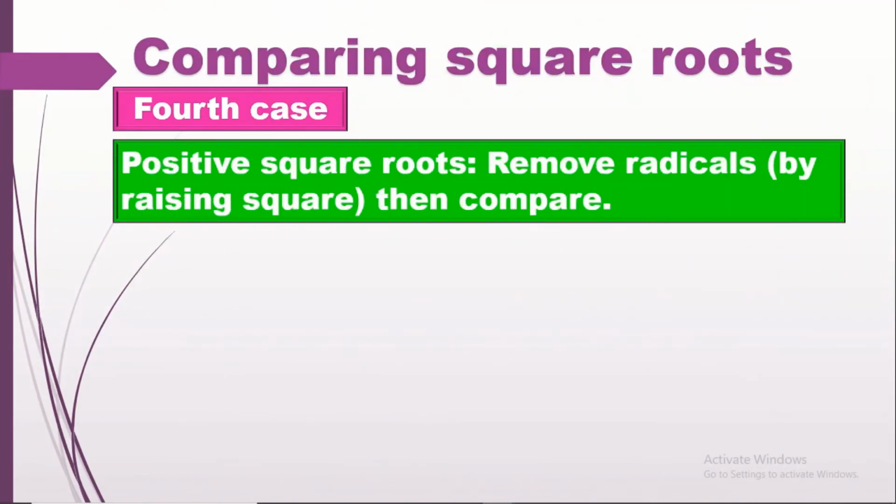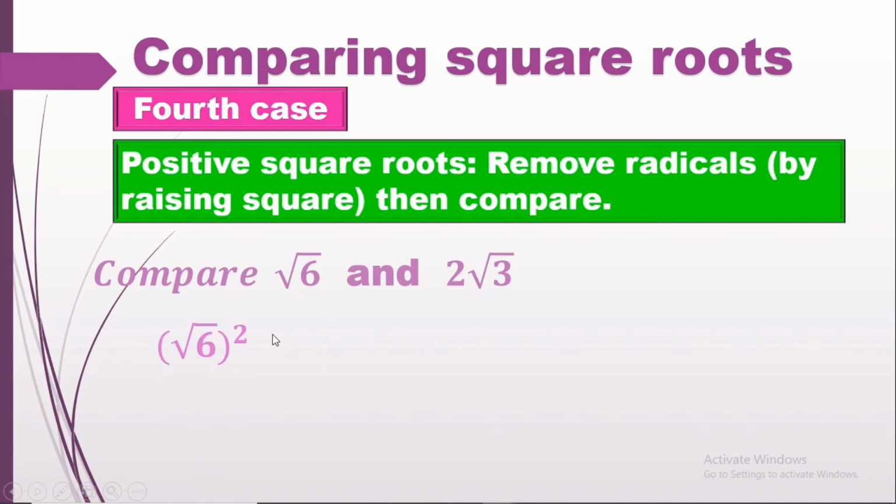Fourth case, if we have positive square roots, both are positive, and different square roots, not the same radical. Well, how to compare them in this case? We should remove the radicals by raising them squared and then compare. Let's take an example together. Compare radical 6 and 2 radical 3. Note that they are both positive. We neither have the same coefficient nor the same radical.